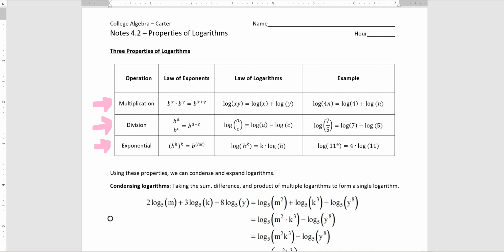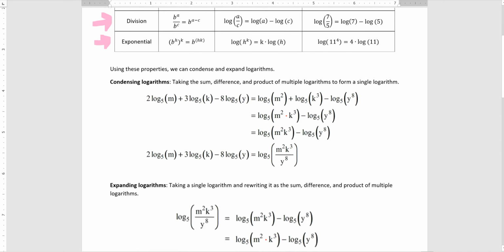The third rule you need to know is the exponent rule. If we have b to the h to the k, that's the same as b to the hk. A power of a power becomes multiplying in the exponent. Remember, logarithms are solving for exponents, so I can multiply. If I have log of h to the k, I can say that's k times the log of h. I can multiply that log by the exponent in the argument. For example, log of 11 to the 4th would be 4 times the log of 11. Let me show you how this works in context.